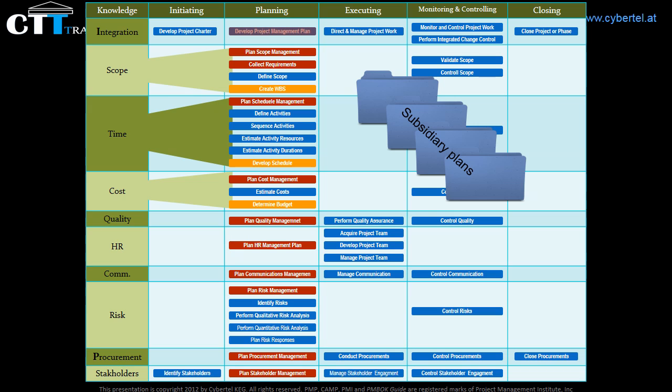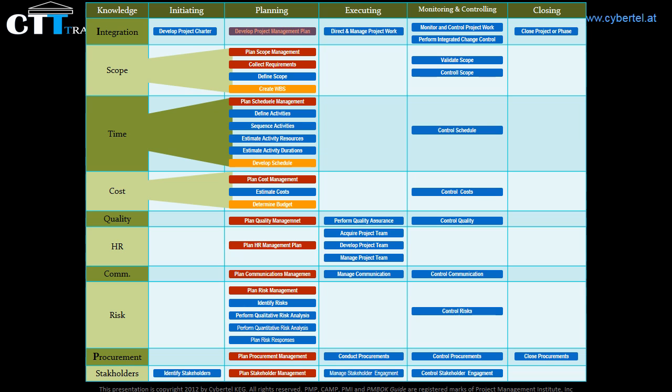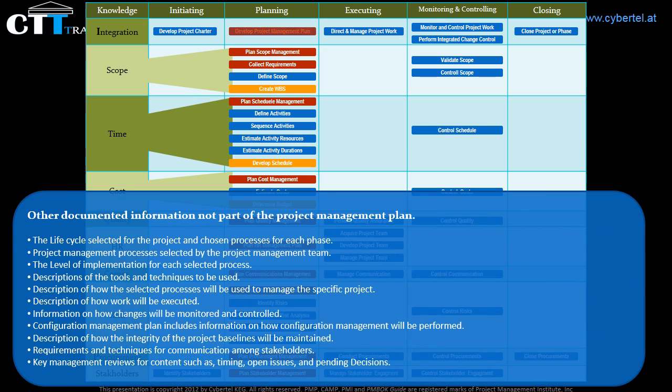As you see, those are the management plans for each specific knowledge area. Also, you can notice that each area has a management plan as an output, but only the scope and the quality areas have two management plans as an output. The project management plan may also include other documented information that is not a part of the project management plan. Here are some examples of them.